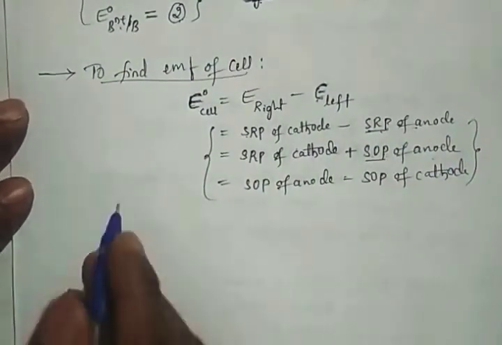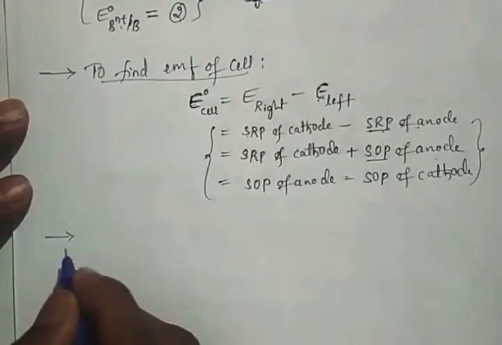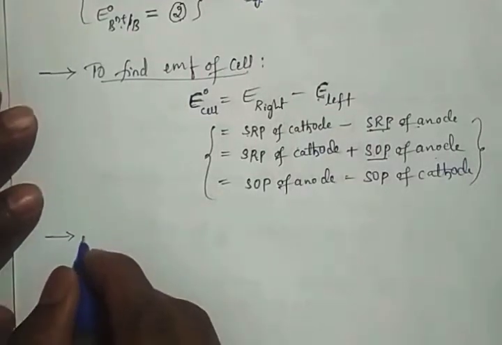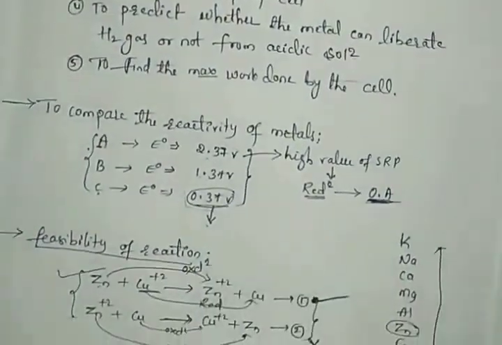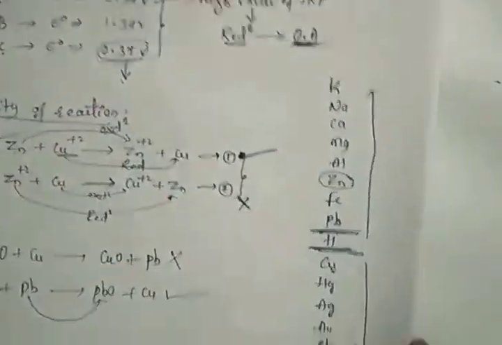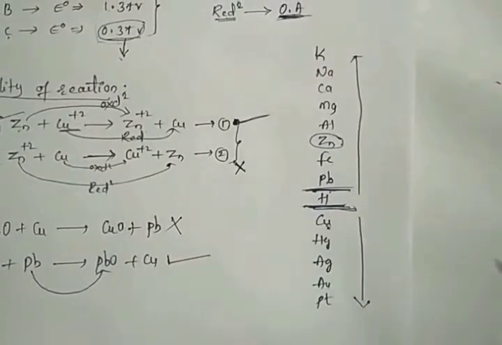Now the fourth application is also an important one: to predict whether a gas, hydrogen, is liberated or not. Let us recall the reactivity series once again. In the reactivity series, the third application we did earlier was to compare the reactivity of metals. This is the reactivity series. Am I right? Look at this.